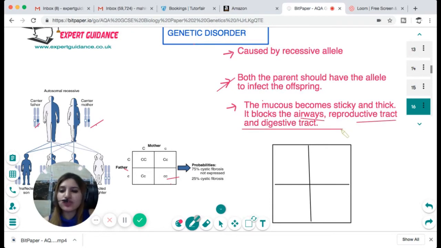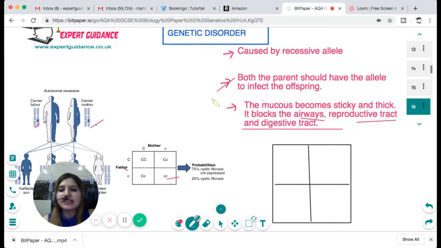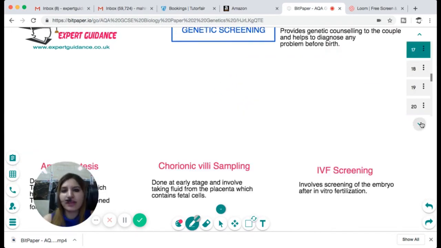Now, what you need to remember here is, in dominant inheritance, one of the parents should be affected in order to make the child affected. But in a recessive one, both the parents should have the allele in order to make the child affected. In the exam, they can give you different combinations, and they can ask you to make the cross and predict what percentage of the offspring will be affected.